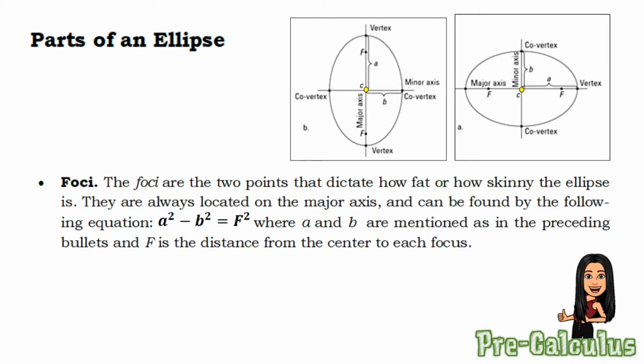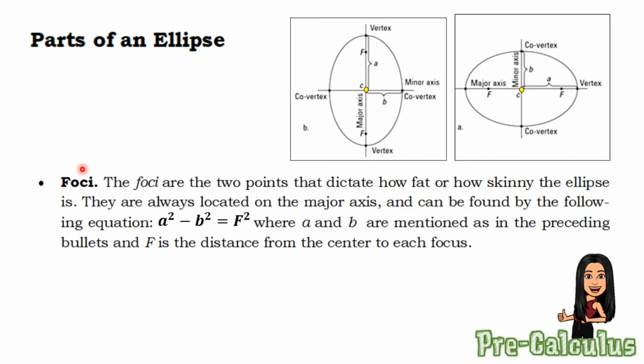The third one will be the foci. The foci are the 2 points that dictate how fat or how skinny the ellipse is. They are always located on the major axis and can be found by the following equation. a squared minus b squared is equal to f squared, where a and b are mentioned as in the preceding bullets, and f is the distance from the center to each focus.